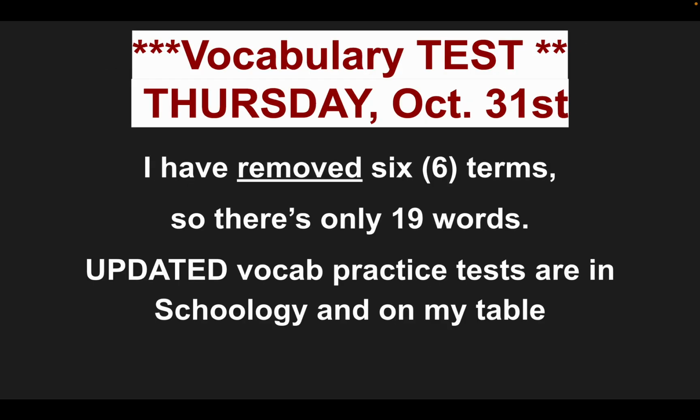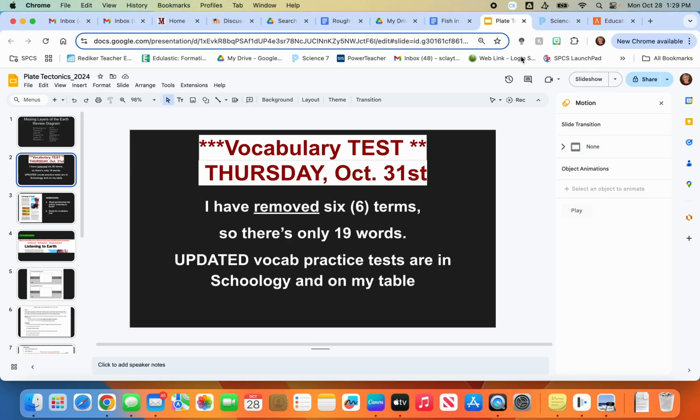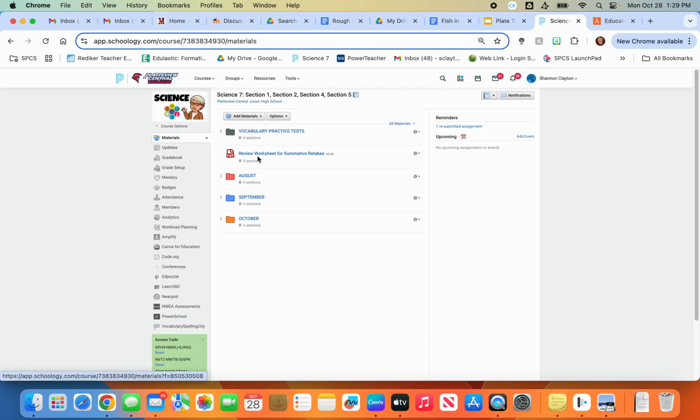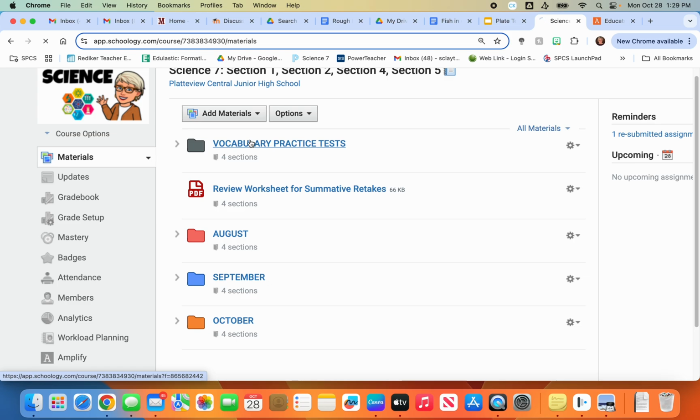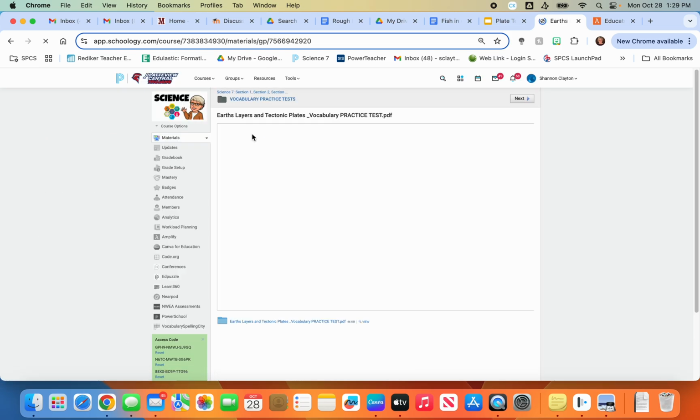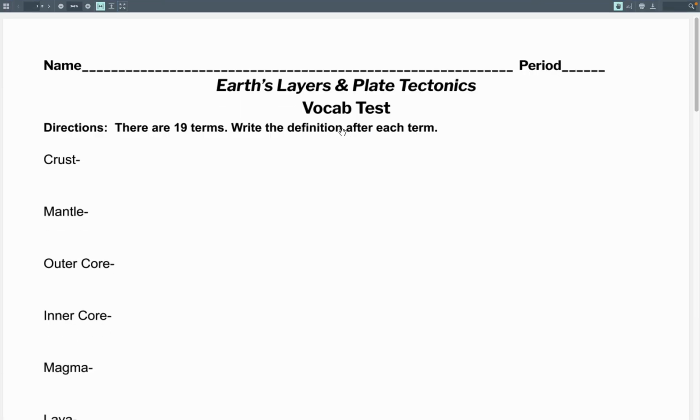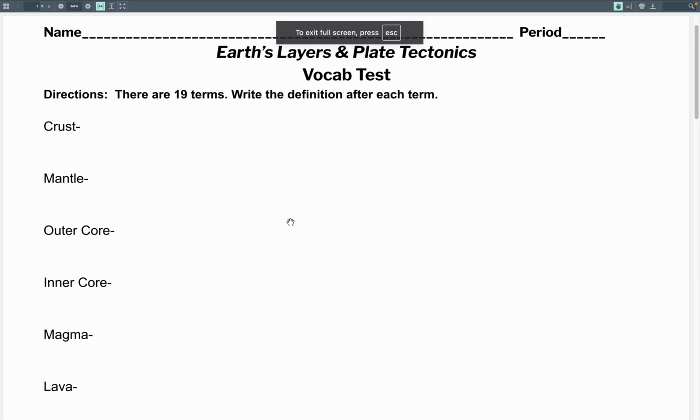All right, speaking of Thursday's test, I have removed 6 terms. So now there's only 19 words that you need to study. I have an updated vocab practice test on Schoology, and I'll show you where that is. Right here, when you first come in, at the very top, you're going to see a black folder that says Vocabulary Practice Tests. And if you open that up, Earth's Layer is the very first one. And you'll notice that the terms that I took off are the ones that had to do with earthquakes and with volcanoes.